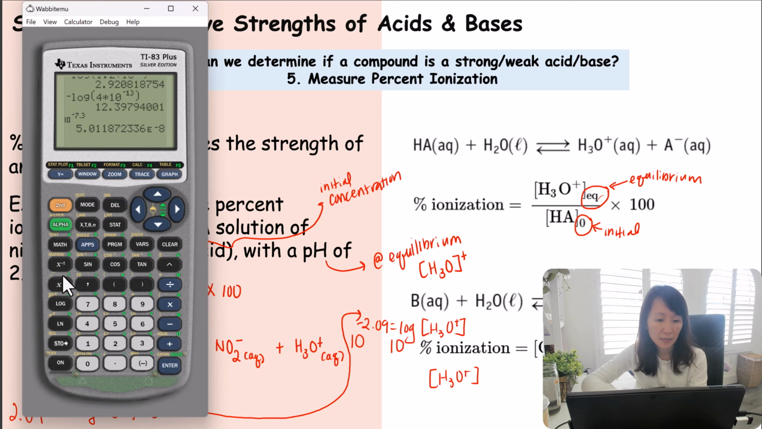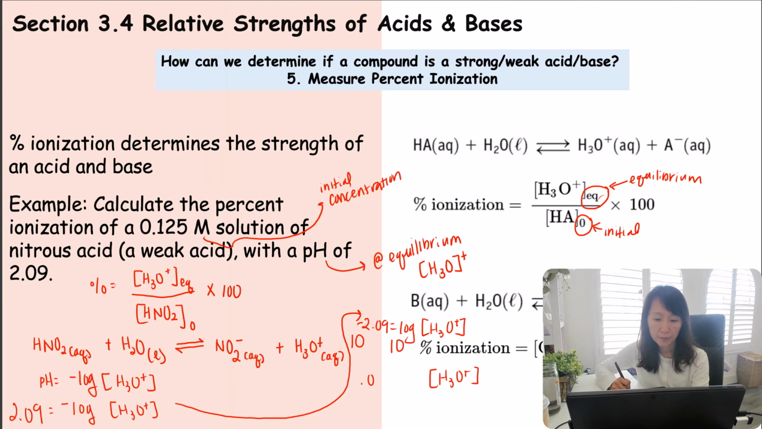So second log, that's going to be the anti-log of negative 2.09, which gives me 0.00813 molarity of hydronium ion concentration. So we still haven't found out the percentage yet. We found the necessary information to find the percentage.